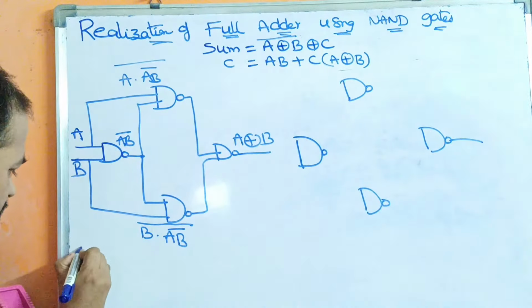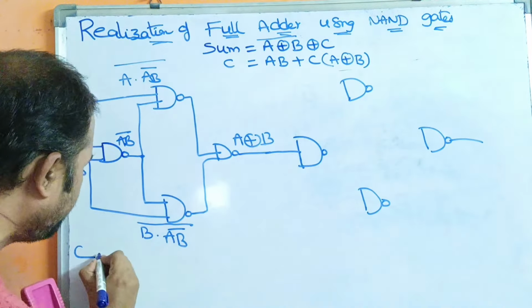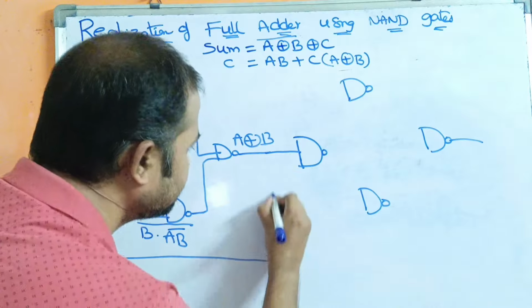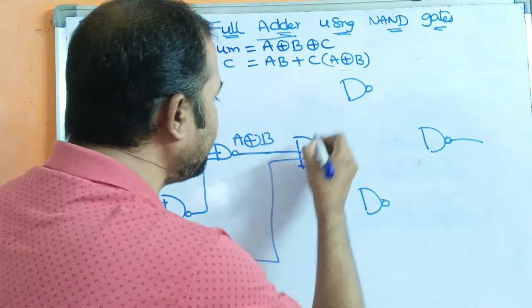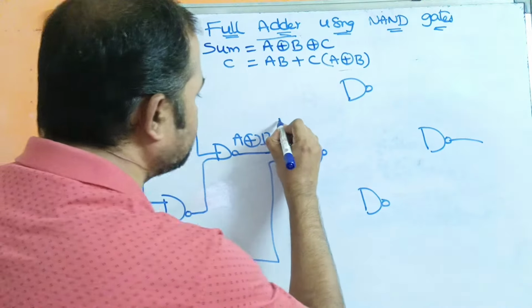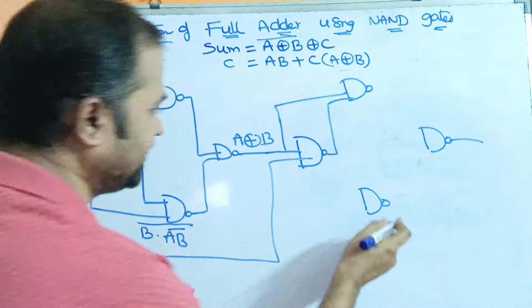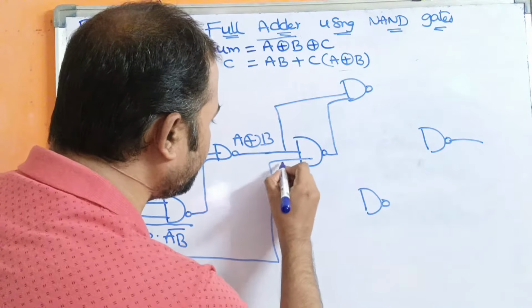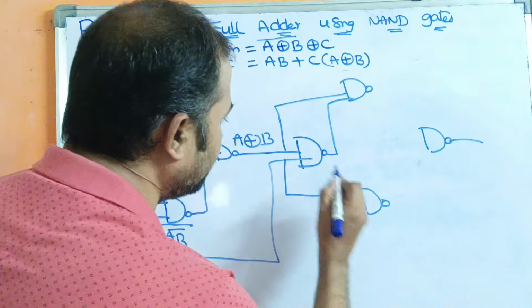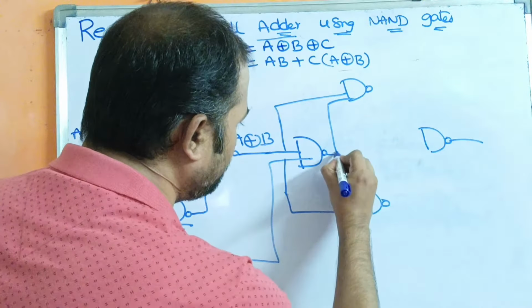Okay. So the first NAND gate receives input from A exclusive OR B as well as C. Next, this NAND gate receives input similar to this one, so A exclusive OR B, and the next input from the output of this first NAND gate. Next, this NAND gate receives input from A exclusive OR B as well as the output of this NAND gate.